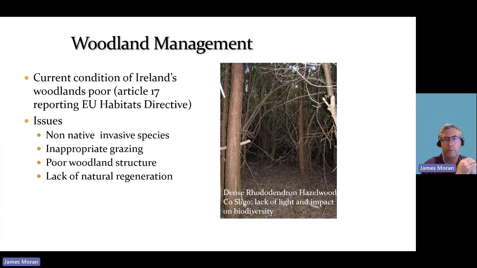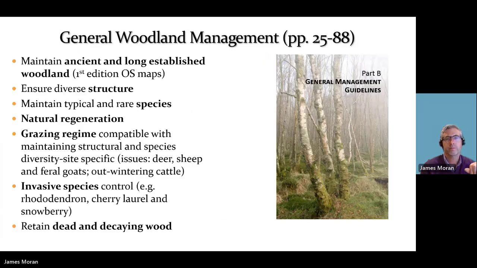Most of Ireland's woodlands are in poor conservation status. The main issues affecting their condition are non-native invasive species, as we can see here on the right, inappropriate grazing, poor woodland structure and lack of natural regeneration. In John Cross and Kevin Collins' book, they outline some of the general woodland management guidelines that are required to maintain semi-natural woodlands in Ireland.